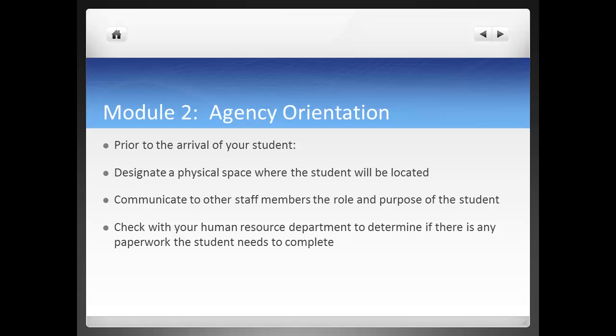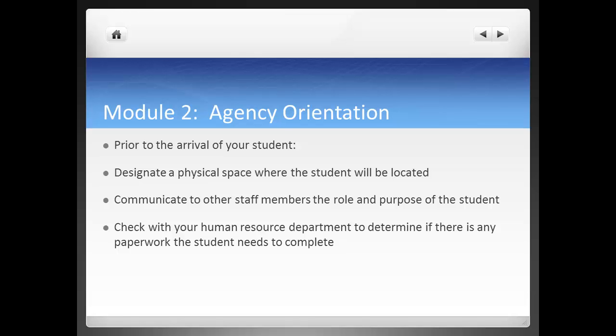Communicating to other staff members the role and the purpose of the student is also an important piece to take care of prior to the arrival of your student. There may be some discussion that goes on amongst staff members about the role of the student and activities they may feel are relevant for the student to participate in. So having that discussion ahead of time is really helpful.